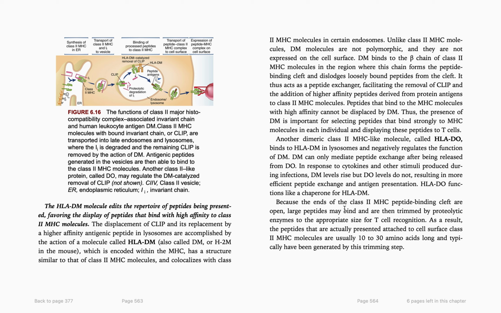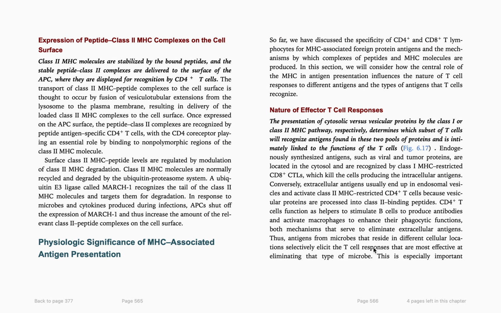Because the ends of the class 2 MHC peptide binding cleft are open, large peptides may bind and then be trimmed by proteolytic enzymes to the appropriate size for MHC recognition. As a result, the peptides that are actually presented, attached to the cell surface class 2 MHC molecules, are usually 10 to 30 amino acids long and typically have been generated by this trimming process.